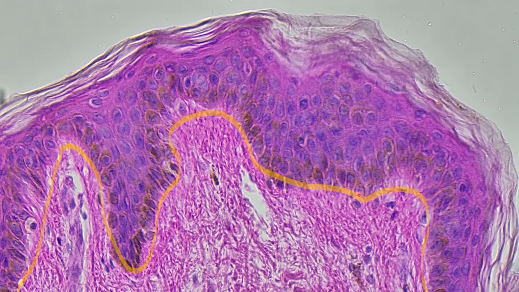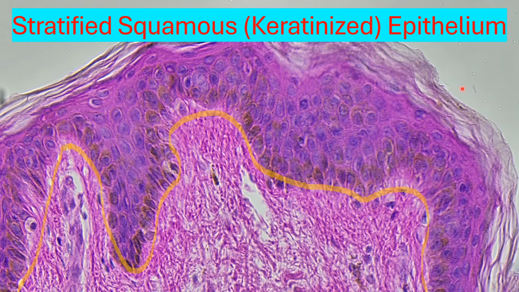Okay. Basement membrane, apical surface, free side, meaning we're going to have some sort of epithelium. We see a lot of layers, it's stratified. Look at the surface, these cells are flattened. We have stratified squamous keratinized, because there's no nuclei there, epithelium.